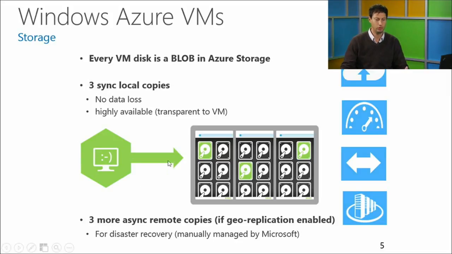And this is what is illustrated in the picture that we're seeing here. So you have 3 copies of your disk running in Windows Azure storage. In addition, we have 3 more asynchronous copies in a different data center. And this is so that in case one of the data centers goes down, for example, you have a different copy in a different data center where you can continue running as well. Okay. So highly available and supports disaster recovery as well.